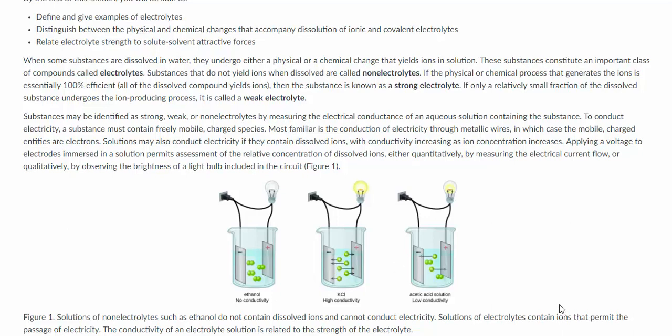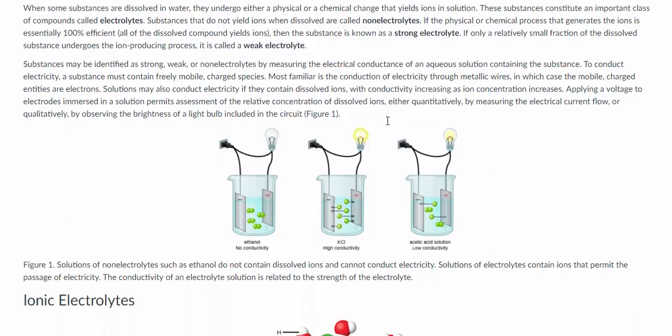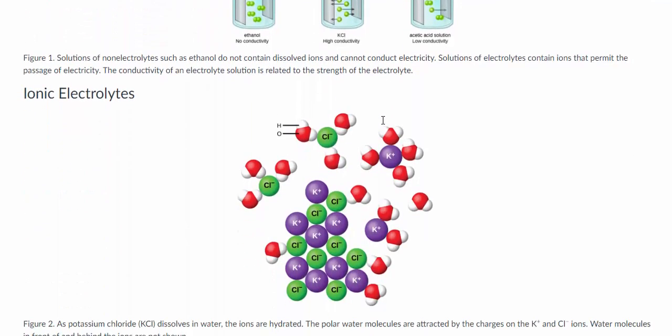Electrical conductance can be used to determine if we have a strong, weak, or a non-electrolyte. Strong electrolytes conduct current very quickly. They have a low capacity for resistance. A weak electrolyte will conduct some electricity, but it's not a freely mobile system. A non-electrolyte will not conduct electricity.